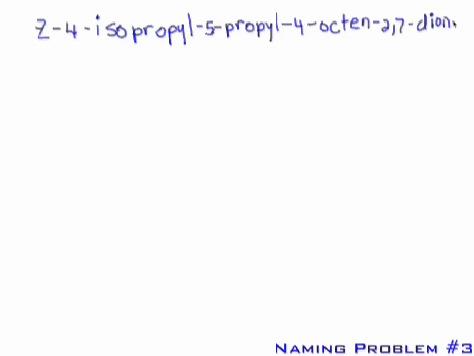So here's the name you were given, and you asked to draw it. Now, the first thing in properly drawing the Z isomer is to forget about the Z and simply draw the structure. An octene 2,7-dione: oct is 8 carbons. Write down your 8 carbons: 1, 2, 3, 4, 5, 6, 7, 8.